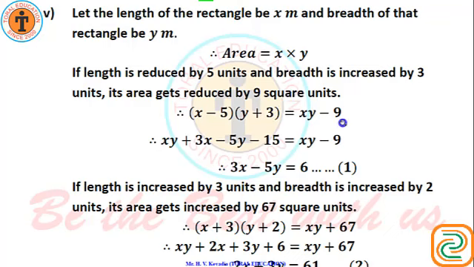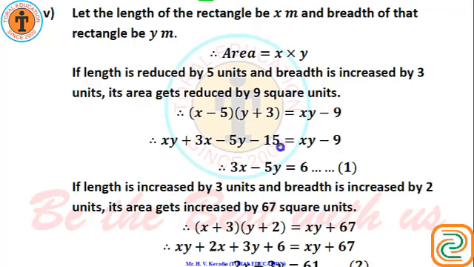So xy minus 9. Here we have to multiply both the brackets. Pay your full attention here. x into y, that is xy. x into 3, that is 3x. Minus 5 into y, that is minus 5y. And minus 5 into 3, that is minus 15. You must know how to multiply the brackets. And here is xy minus 9.